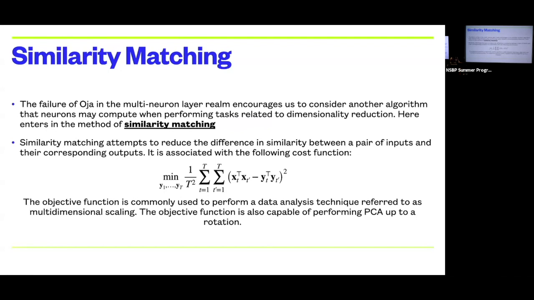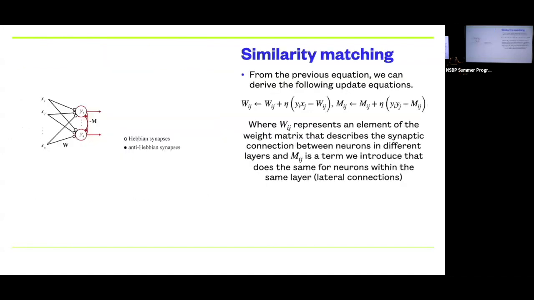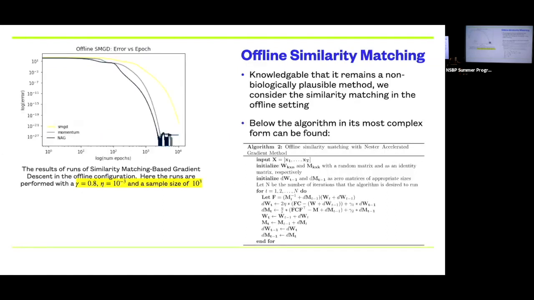And so this is the associated cost function. From this cost function, we can derive our update terms. And in our update terms, we notice that we have two, where we introduce the M matrix, which essentially explains lateral connections between neurons in the same layer. And like beforehand, we test our algorithm in the offline setting and notice decreased stochasticity. If you're interested, we have the exact algorithm used here right below the text.